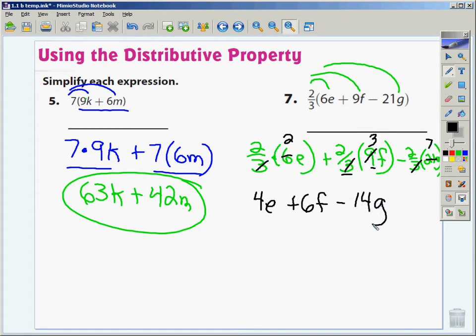Just because it has a fraction in it in the beginning doesn't mean that it'll have one in it at the end. Don't get afraid of fractions. Fractions are actually easier to work with than decimals because most of the time you can do the canceling in your head. We good? Hold on.